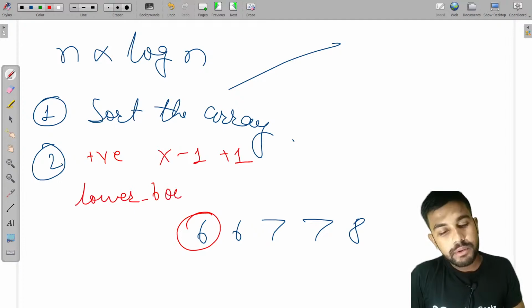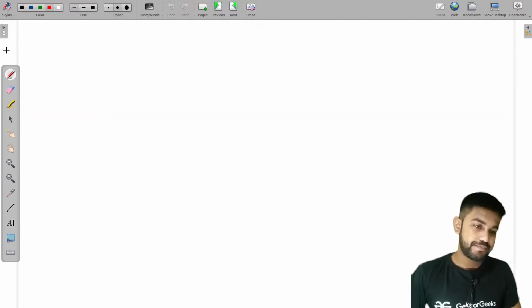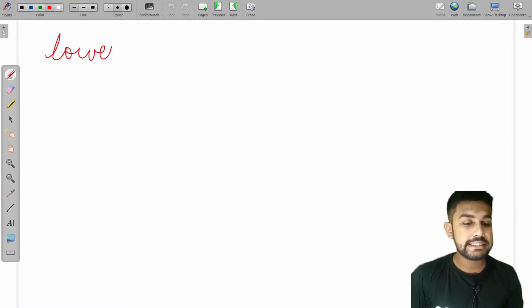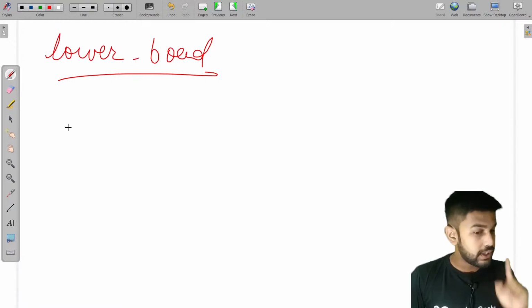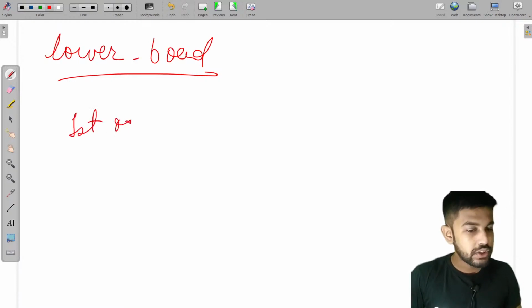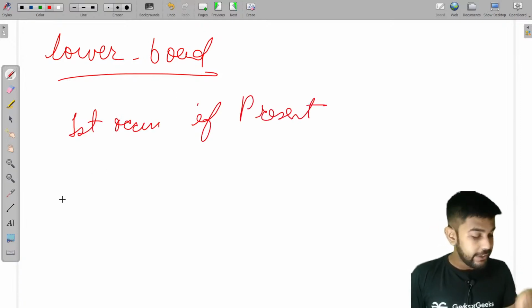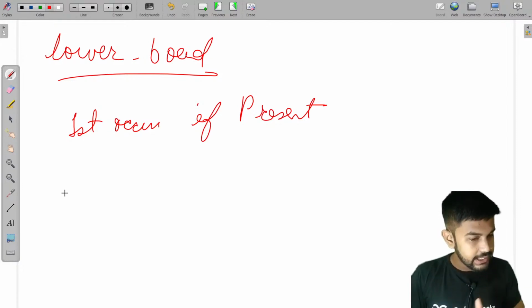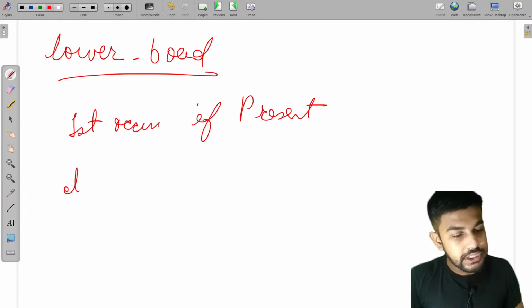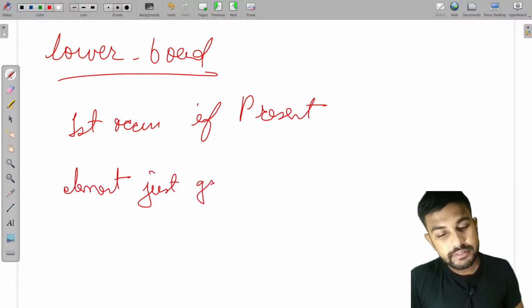Now what is lower bound? Lower bound tells us the first occurrence if present, else it would produce the next greater element, the element just greater to it.